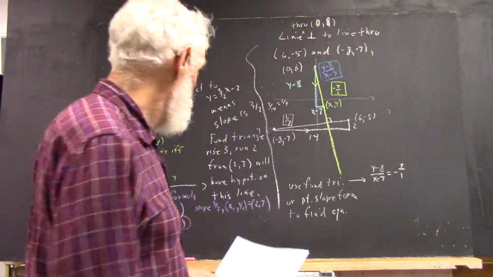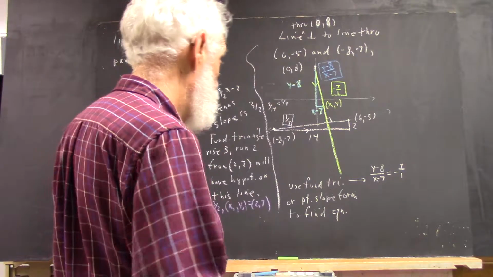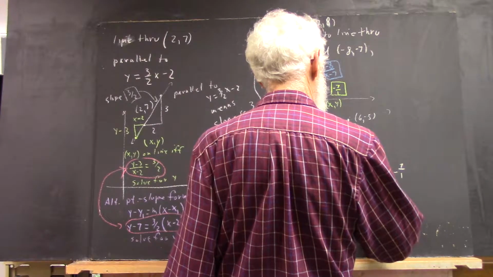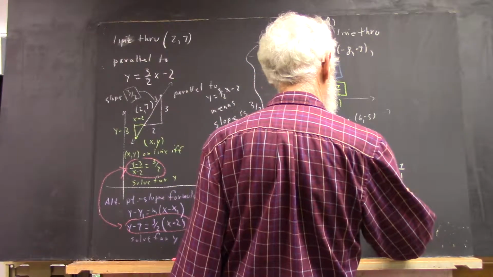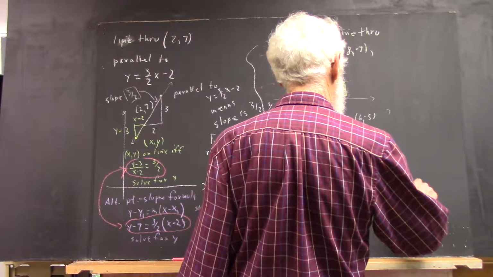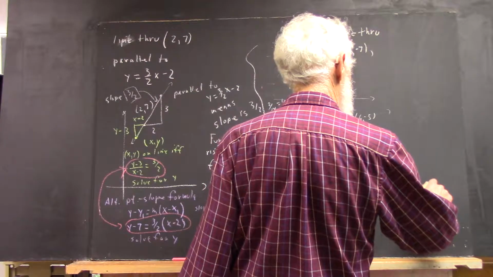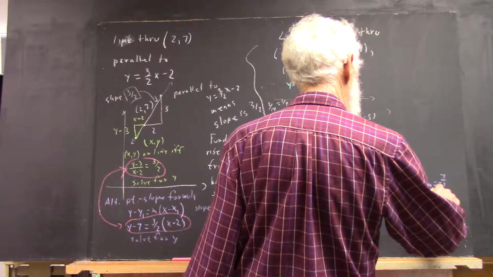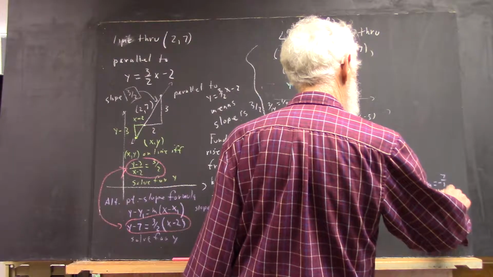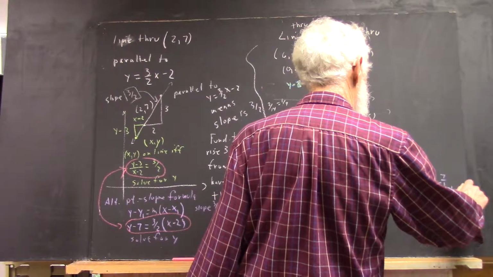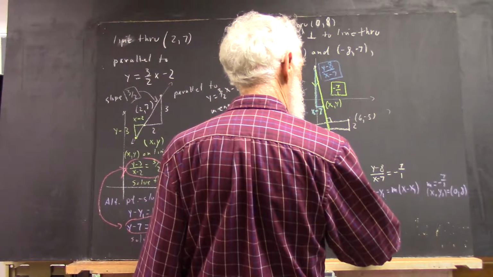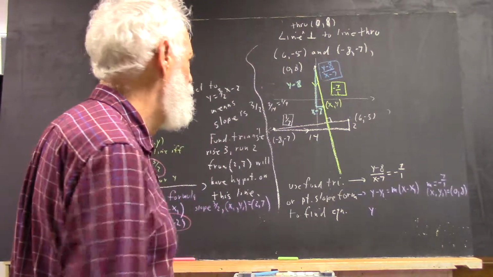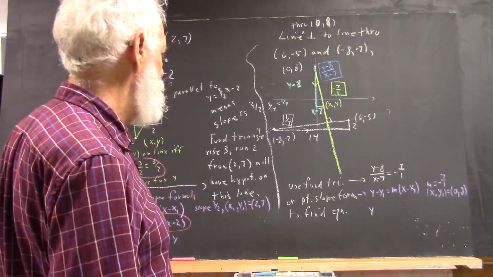Or I can use the point slope form. Let's say I did that in purple before, so I'll do it in purple again. That would be Y minus Y1 equals M times X minus X1. M equals negative 7 over 1. X1, Y1 is my given point, 0, 8. So I get Y minus... where in the world did I get X minus 7?